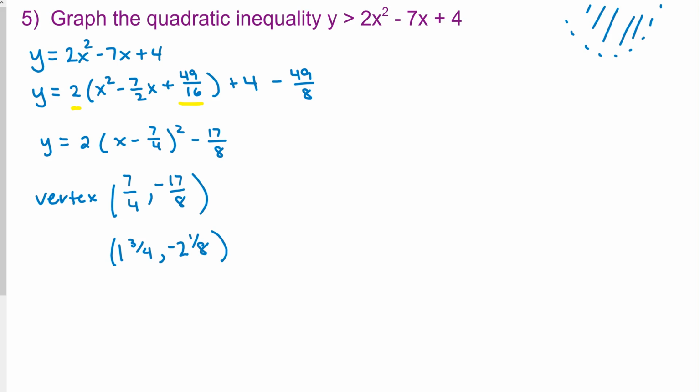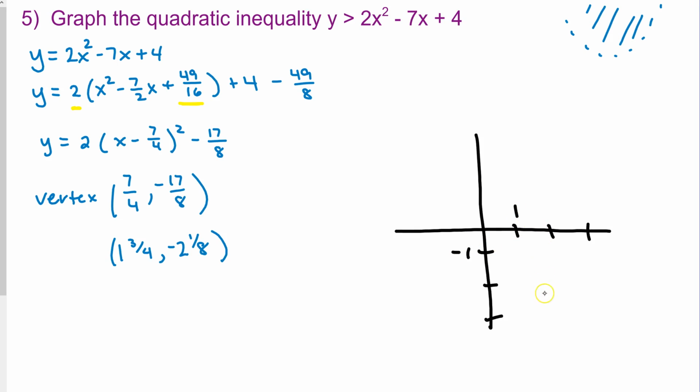So I'm just going to make a rough sketch just for the sake of time. We know it opens up. We have that vertex. I'm going to make this really, really rough. I hope you don't mind too much. But just to get the point across, so here's our vertex. We know our y-intercept is at 4. Let's pretend that's 4. We know it opens up.